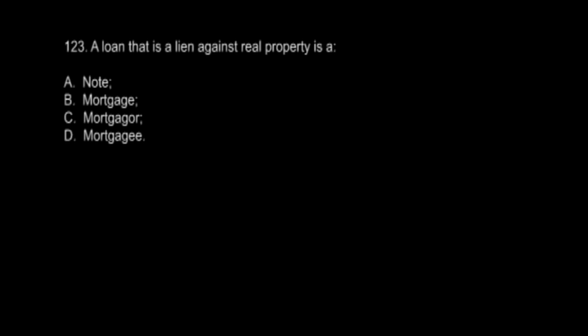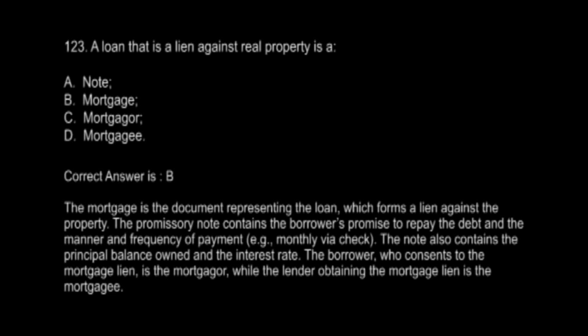123. A loan that is a lien against real property is A. note, B. mortgage, C. mortgager, D. mortgagee. Correct answer is B. The mortgage is the document representing the loan, which forms a lien against the property. The promissory note contains the borrower's promise to repay the debt and the manner and frequency of payment, e.g., monthly via check. The note also contains the principal balance owed and the interest rate. The borrower, who consents to the mortgage lien, is the mortgager, while the lender obtaining the mortgage lien is the mortgagee.